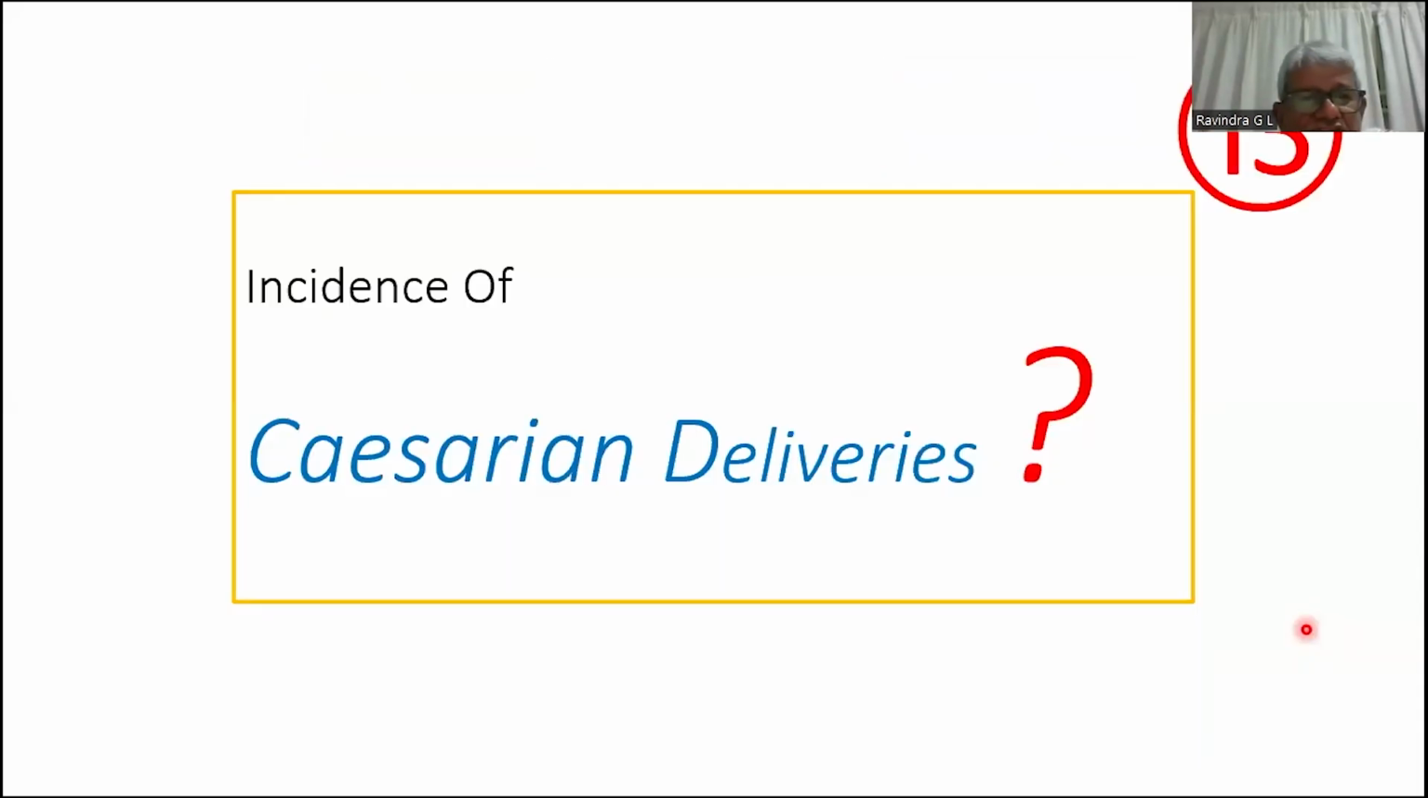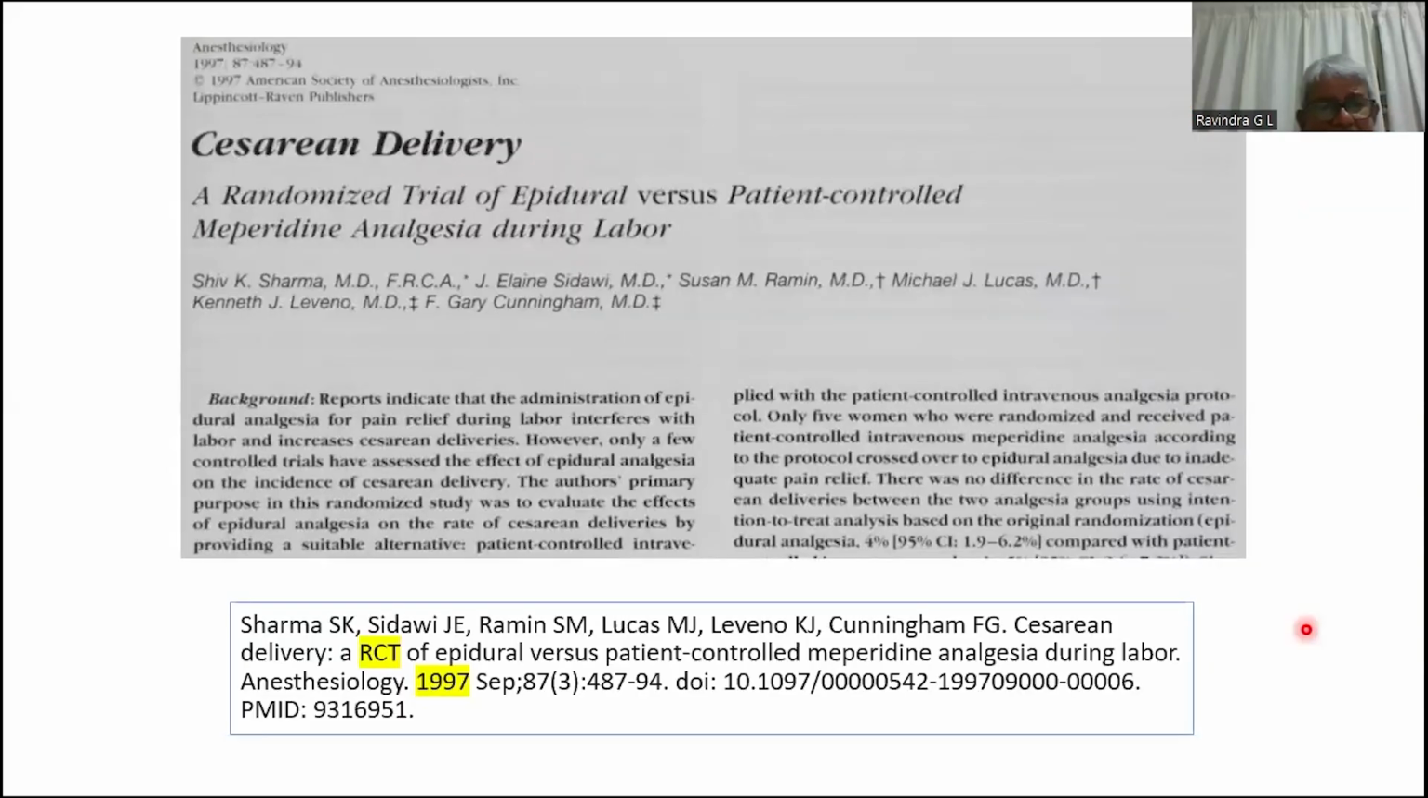Now, the next issue is about the incidence of caesarean delivery. If you see any of the literature, this is an RCT of epidural versus patient-controlled meperidine analgesia during labor. It's a 1997 article, an old one. There was no difference in the rate of caesarean deliveries between the 2 analgesia groups using intention-to-treat analysis. There was no difference at all.